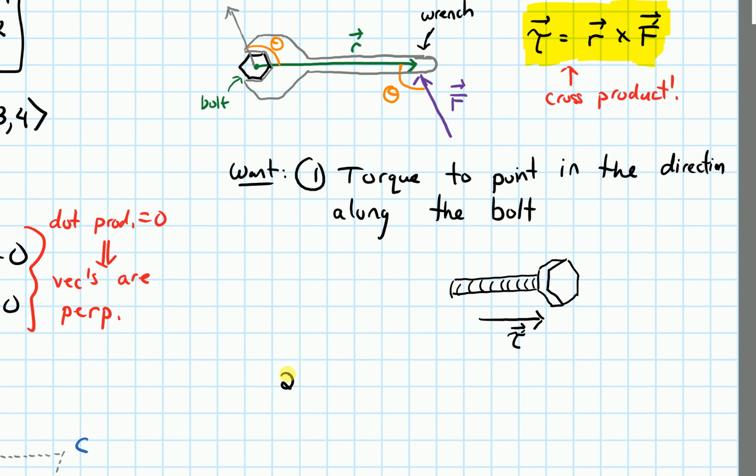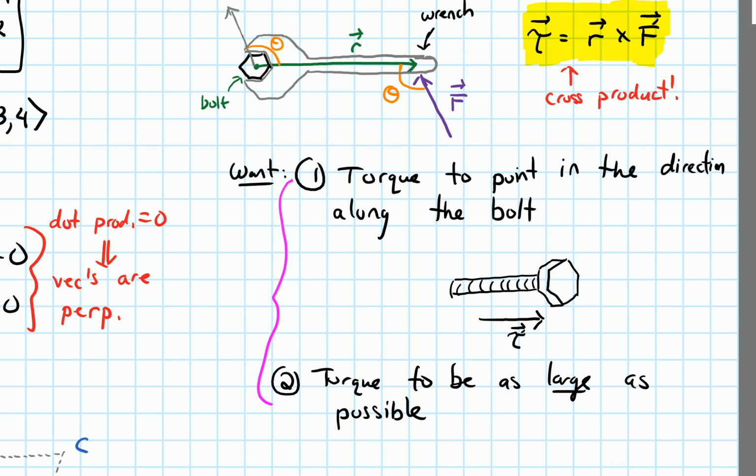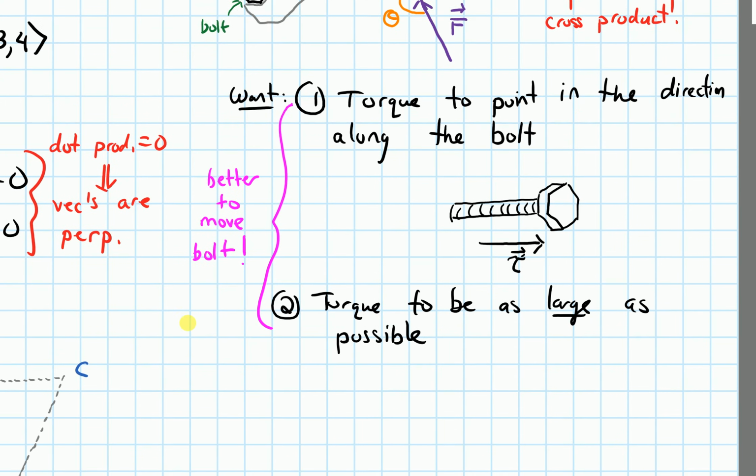All right, and there's one other thing. We also want the torque to be as large as possible. Because the bigger the torque is, the more likely it is that we are actually going to be able to make this bolt move, and move more easily. So 1 and 2 collectively are better to move the bolt. And that's typically what we want. We want to be able to screw in or remove the bolt.